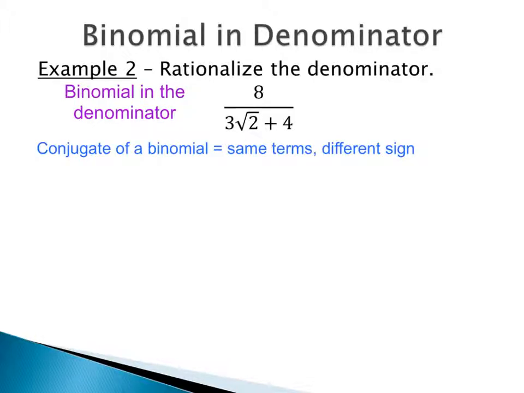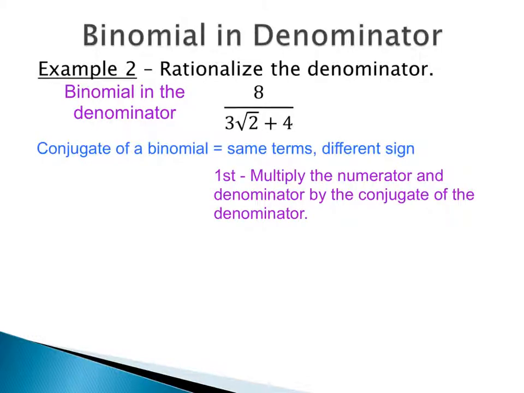So if I had 3 square root of 2 plus 4, which I have right now, the conjugate of that would be 3 square root of 2 minus 4. So that's what we're going to do. We're going to multiply the numerator and the denominator by 3 square root of 2 minus 4. So that shows the conjugate of the denominator.